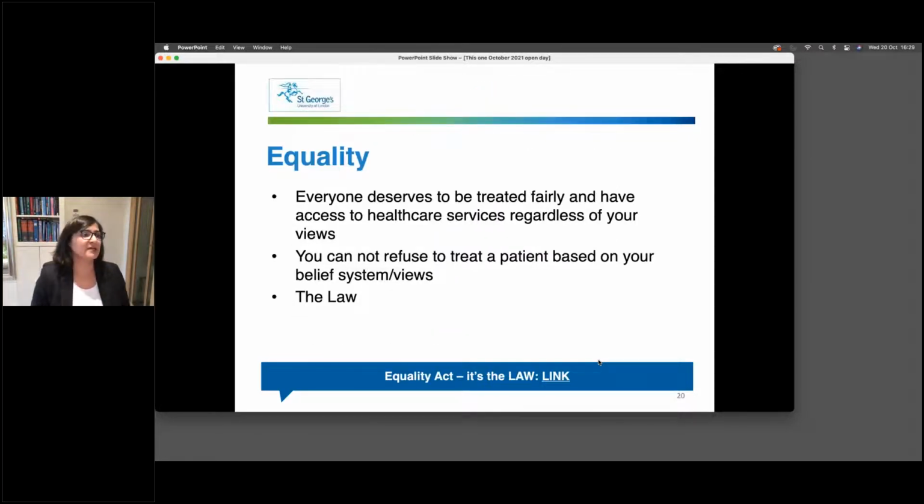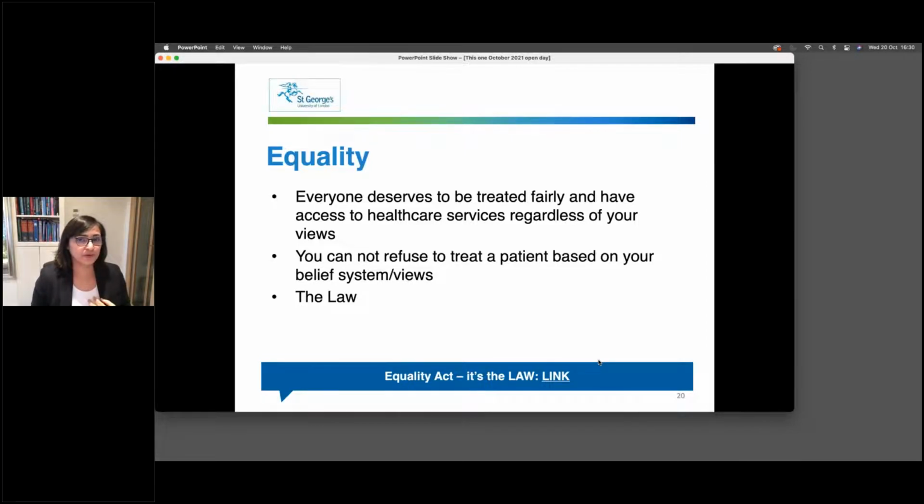Equality, everyone deserves to be treated fairly and have access to healthcare services, regardless of your views. It's the law. So that means you can't just say, I don't want to treat someone because of their gender. That's just an example. And that really is the same for any healthcare professional program in the UK. You can read up the law if you want, but it's very important that you treat every single person fairly and equally, because everyone has the right to fair access to treatment.